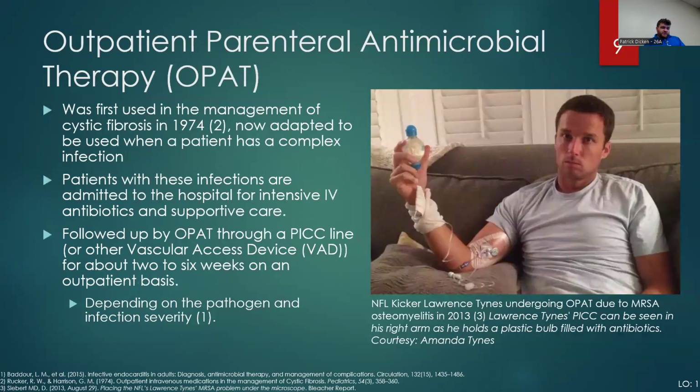So what is OPAT? It was first used in the management of cystic fibrosis in 1974, and it's now adapted for use when a patient has complex infections. This includes sepsis, osteomyelitis, or infective endocarditis. Patients with these infections are usually admitted to the hospital for supportive care and intensive IV antibiotics until they're stabilized, and then they're usually sent home with a PICC line to be given medication at home or on an outpatient basis. This is NFL kicker Lawrence Tynes. He underwent OPAT due to a MRSA infection that led to osteomyelitis in 2013.